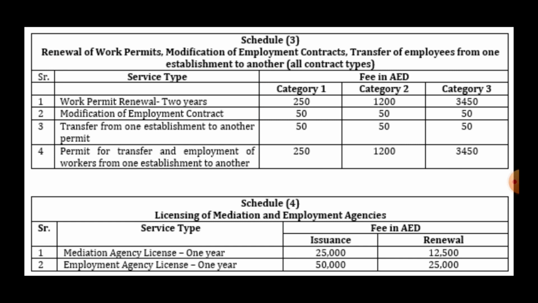The third one, transfer from one establishment to another permit. The fees for category 1, 2 and 3 is a constant 50 dirhams, and this is the application fees. And number 4, permit for the transfer and employment of a worker from one establishment to another: category 1 labor card fees is 250, 1200 for the second category, and 3450 for the third category. Kindly note, this is the labor card fees and the third one is the application fees, so do not be confused. And schedule 4 is the agency license fees, 1 year, and the issuance fees and renewal fees for the mediation employment agencies.